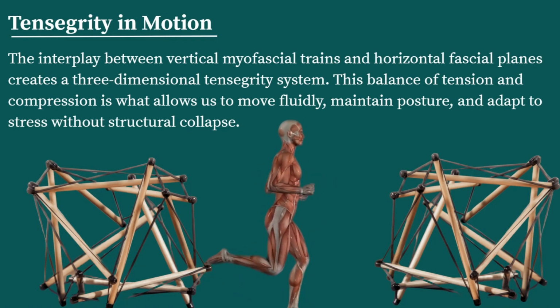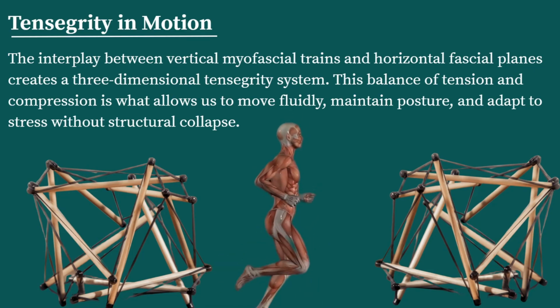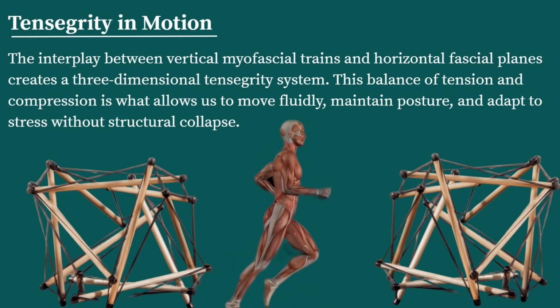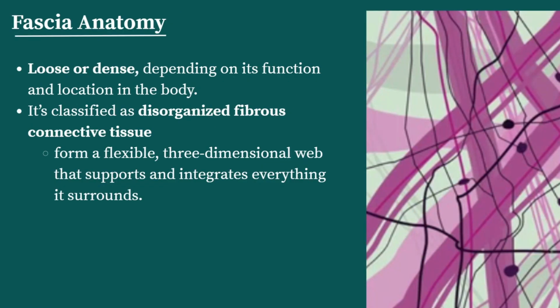So the interplay between all of these trains and planes of fascial networks, that's what allows our body to stay upright when we need to. And it's also what creates the radiation of musculoskeletal issues throughout the body. When you have a problem with your foot, you're going to feel it in your back, thanks to tensegrity. So just putting that all together.